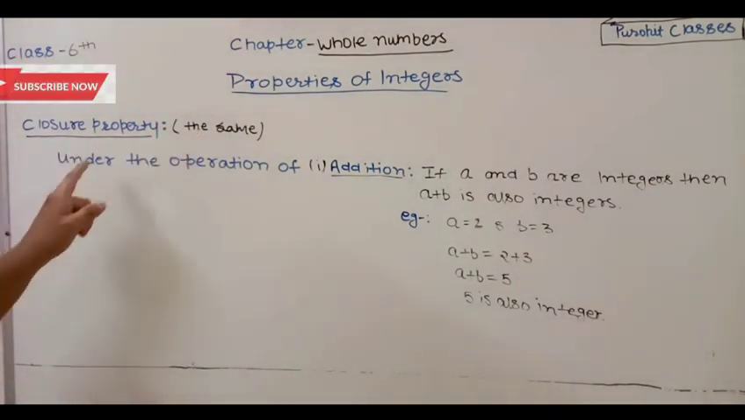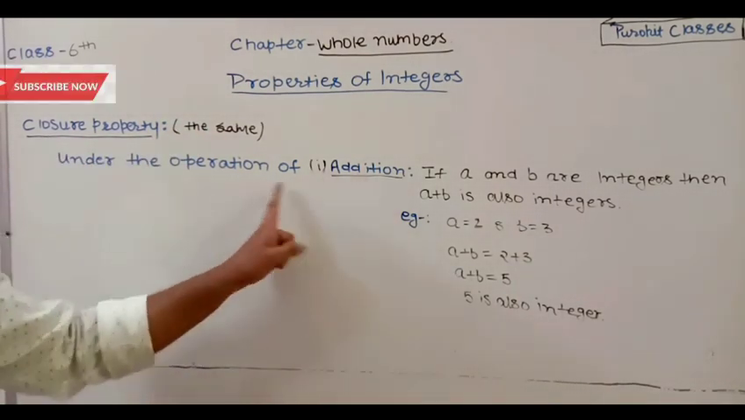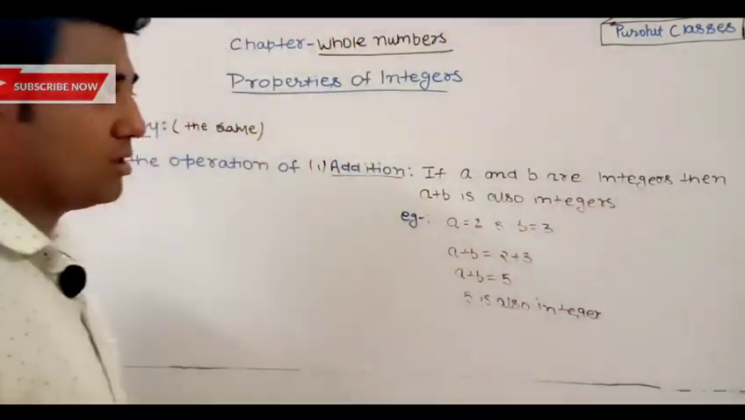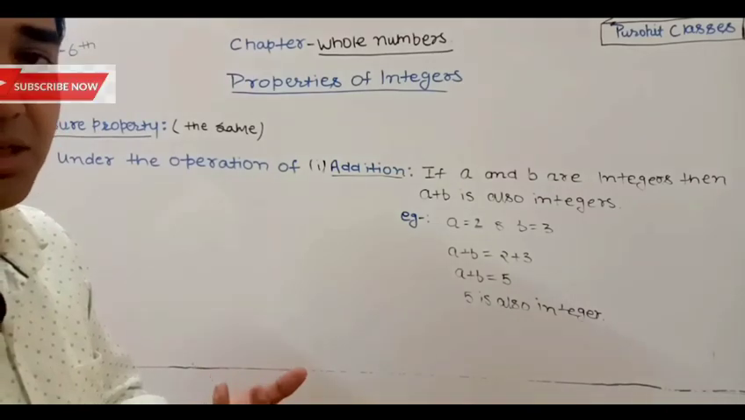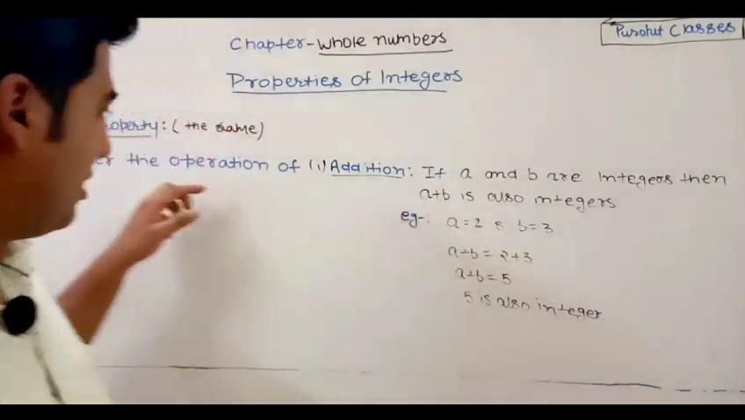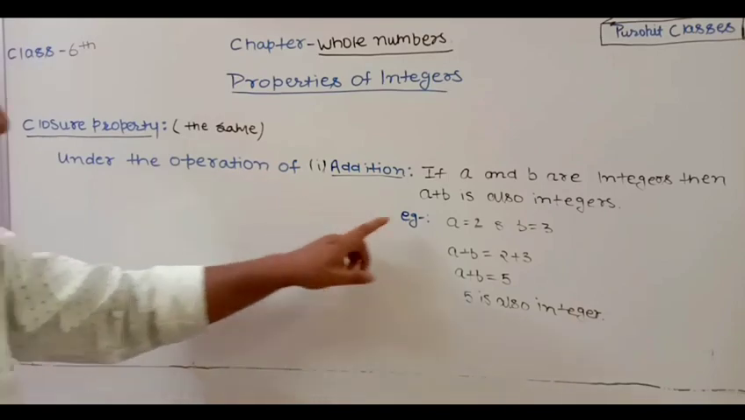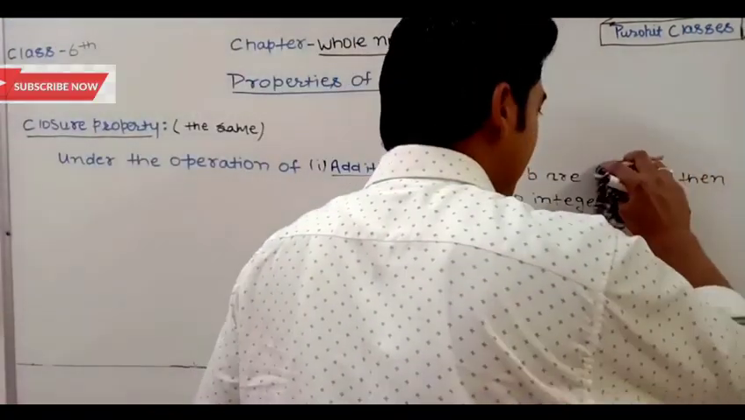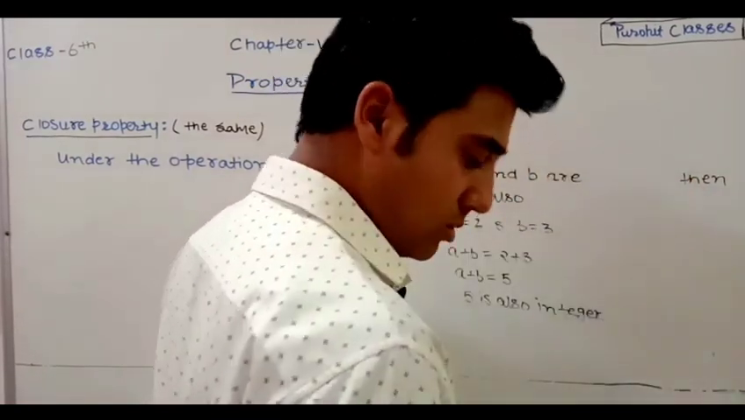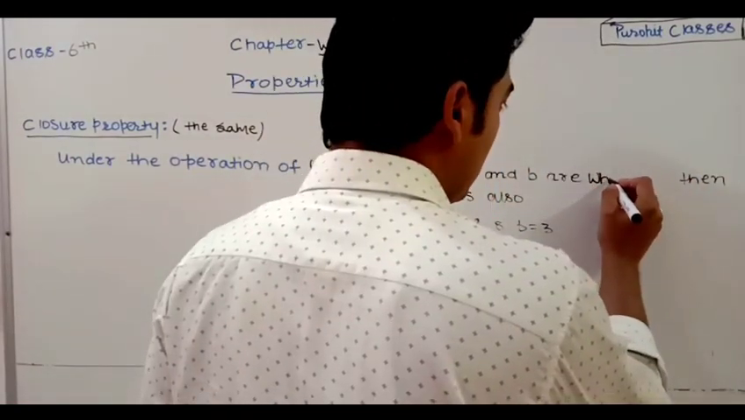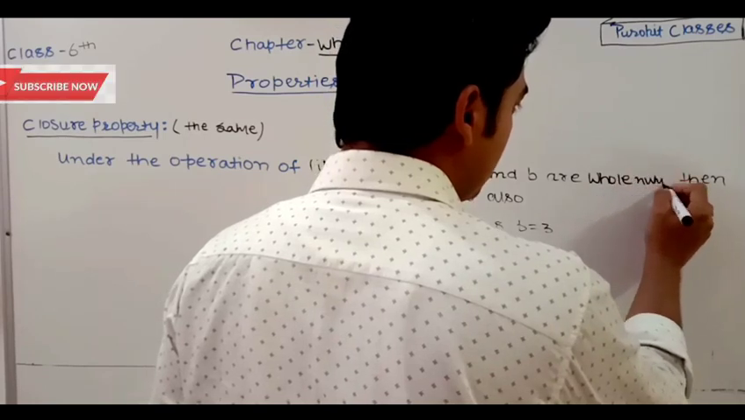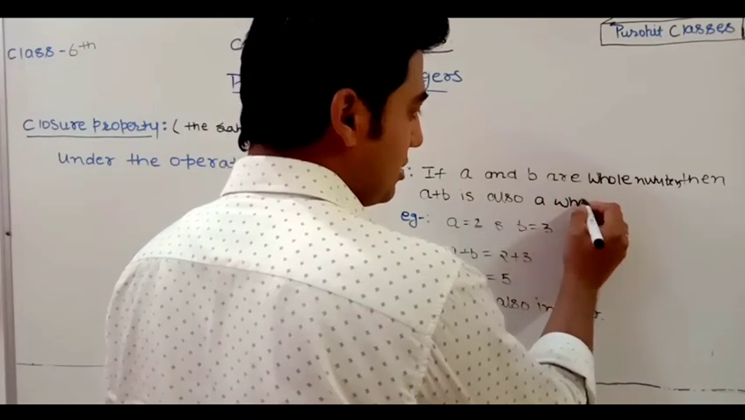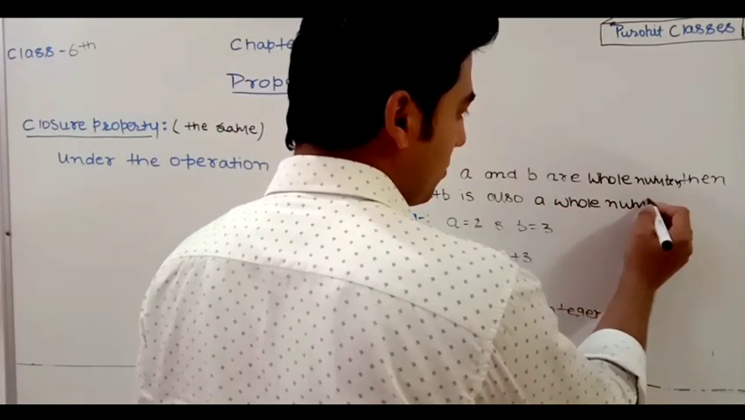Here I have written closure property under the operation of addition, and it says if a and b are integers, like 2 and 3, then we are reading it under the operation of addition, then a plus b is also a whole number. Sorry, if a and b are whole numbers, then a plus b is also a whole number. This is the statement of the property.